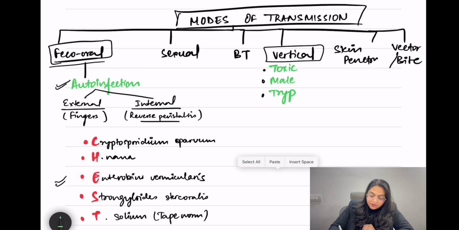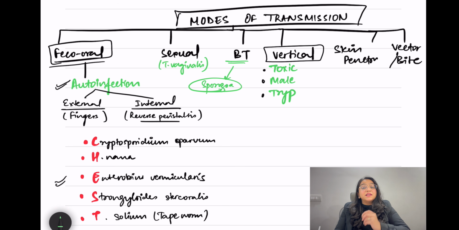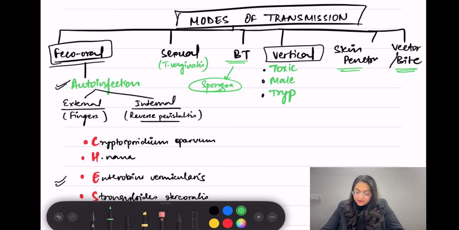Now, another mode of transmission is sexual. I just want you to remember one guy, T. vaginalis. Okay. Blood transfusion. Mostly all the sporozoans cause transmission by blood transfusion, like Plasmodium and Toxoplasma. Skin penetration, vector or bite of a vector or rubbing the vector on the skin, including the mites, lice, and all of those, are vector or bite penetration.